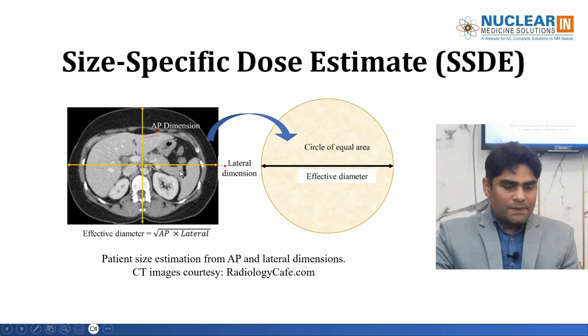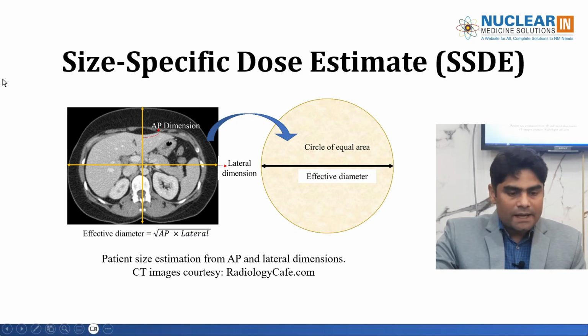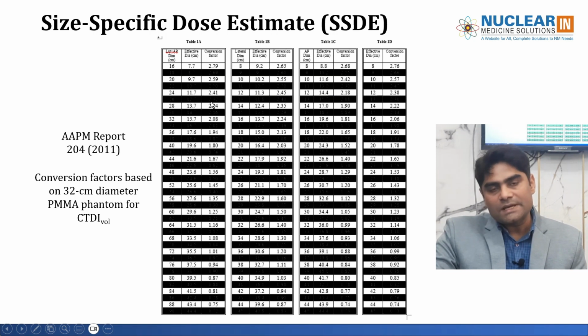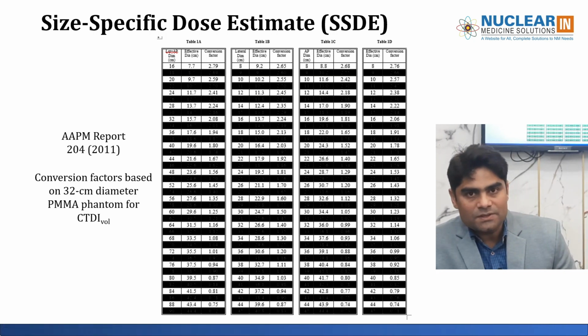This is the size of the patient, which if divided horizontally and vertically can be called the AP dimension and the lateral dimension, and the total area can be this much, from where the effective diameter can be obtained as the square root of the AP and lateral multiplication. They give some tables which can be used for different sizes of patients.